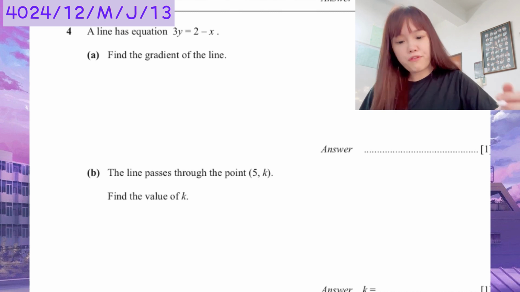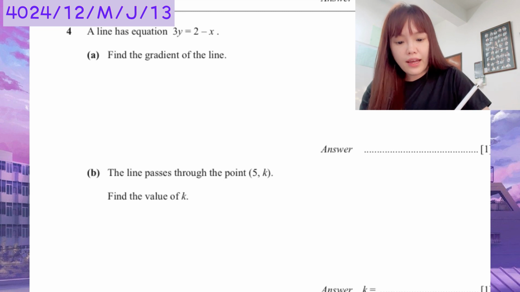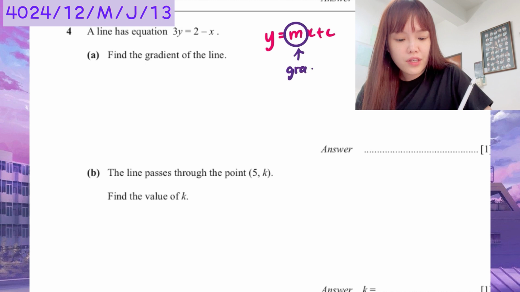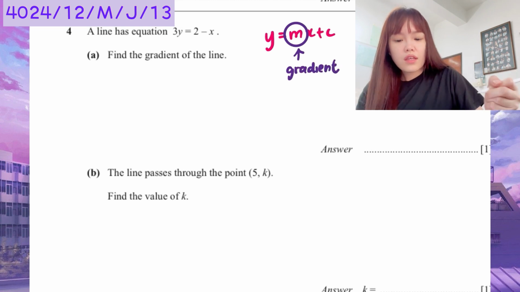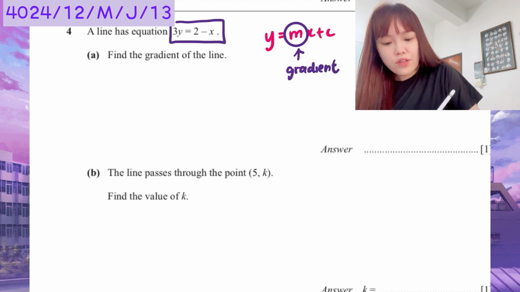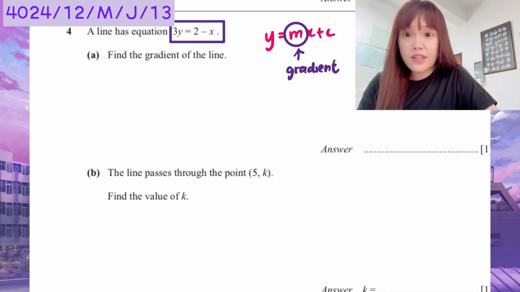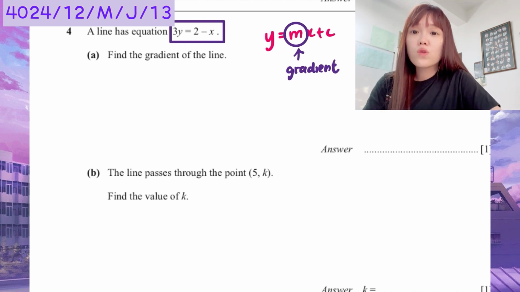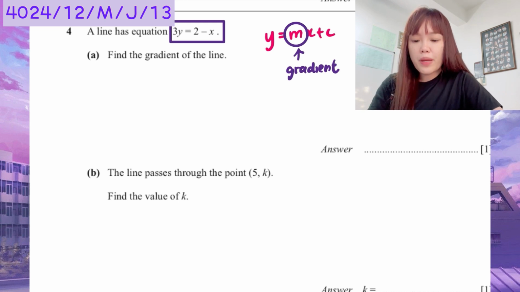Let's go to question number 4. So question number 4, we need to find the gradient of the line. A line or an equation of a line is y equals mx plus c, and your gradient is this m. This is the equation that they give you. Then they want you to find the gradient. You must make sure that it is y equals mx plus c. But this is not y equals mx plus c yet because there is a 3 there.